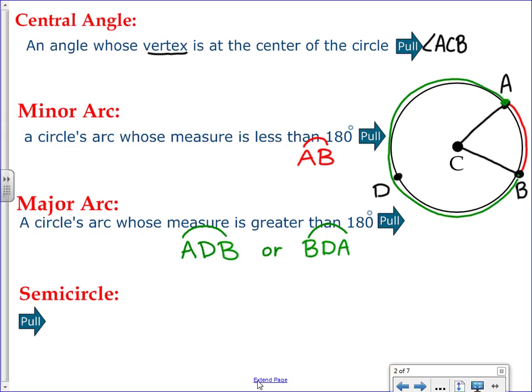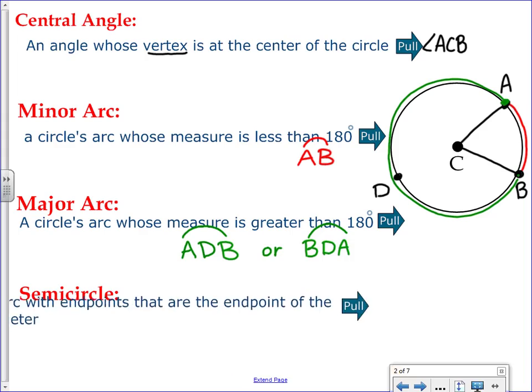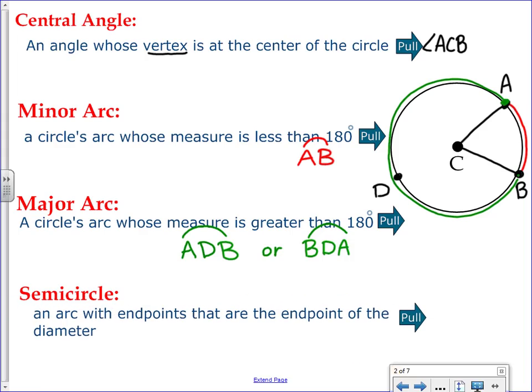Now we don't have an example of this here, but I'm sure you guys can figure out what a semicircle is. A semicircle is simply half a circle, but here's the definition of it. It's an arc with endpoints that are the endpoints of the diameter. So let's actually draw an example of a semicircle. So let's say I have a new circle here. I'll just call it circle P.